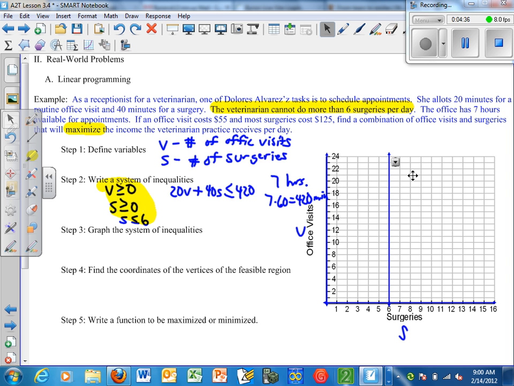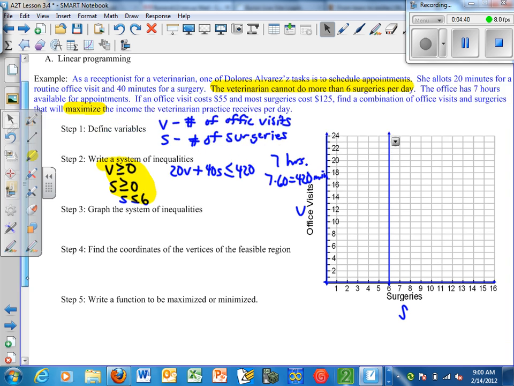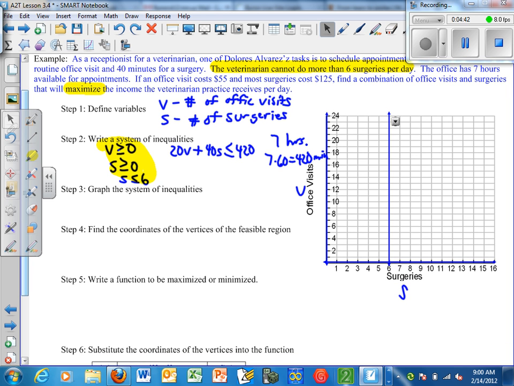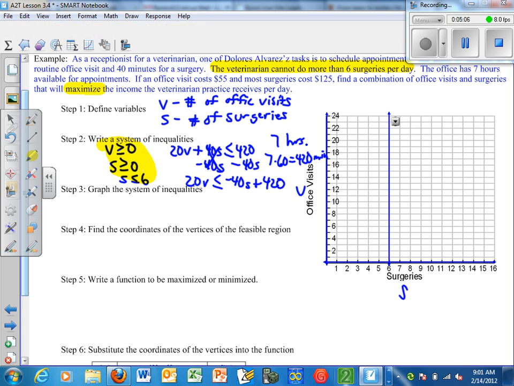So now we've got to graph it. I'm starting to do step 3 here, which is graph it. But this one we need to solve. Notice on my y-axis is V, so I'm going to solve this for V. I'm going to subtract 40S. So I have 20V is less than or equal to negative 40S plus 420.